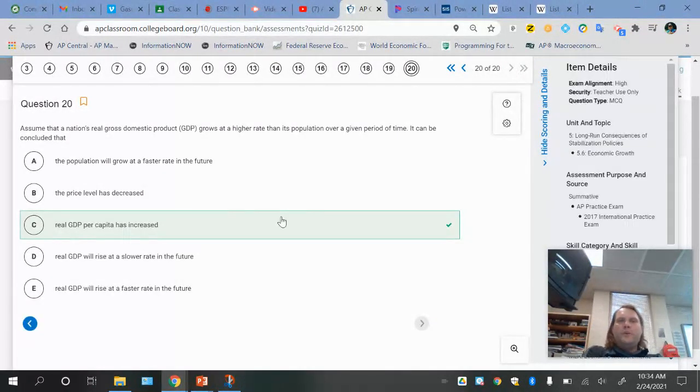Assume that a nation's real GDP grows at a higher rate than its population. So remember, population, per capita GDP, it can be concluded. What we have to know is that we don't know if the population will grow faster forever. We don't know if the price level is going to go down. We do know that real GDP per capita has to go up. GDP is faster, population is slower, per capita has to increase. We don't know what real GDP is doing, period, not to mention whether it's growing faster or slower. So anyway, per capita GDP has increased is the best answer.